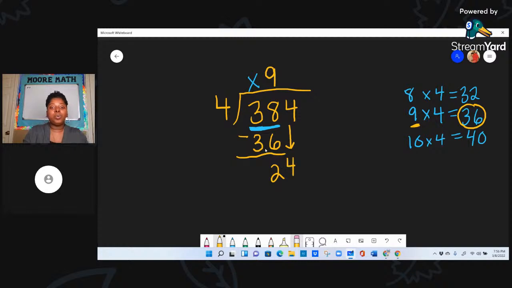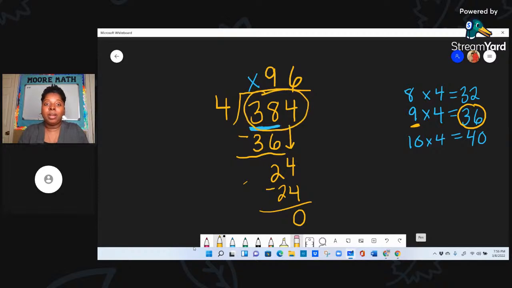Now, 4 goes into 24 how many times? Pretty sure 6. Yep, you got it. And so we put that 6. 6 times 4 is 24. 24 minus 24 is 0. Okay, so we take it one number at a time, right? We didn't go straight to how many times does 4 go into 384, right? We took it one thing at a time. How many times did 4 go into 3? How many times did 4 go into 38? And we kept going from there, okay?